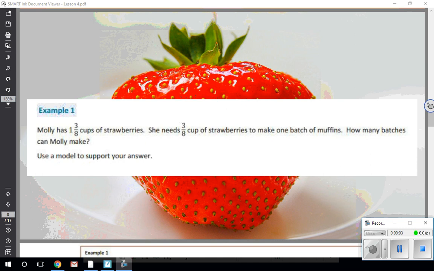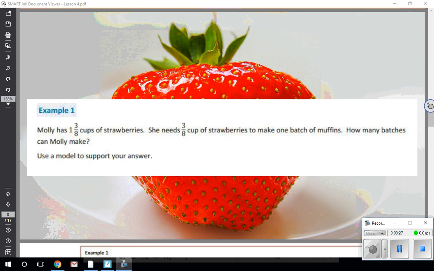Hi, everybody. Today in class we worked on dividing a fraction by another fractional part, and it was similar to what we did yesterday when we looked at dividing fractions by another fractional part. Yesterday, they had the same parts. So, for example, Molly had 1 3/8 cups of strawberries, and she needs 3/8 cups of strawberries.